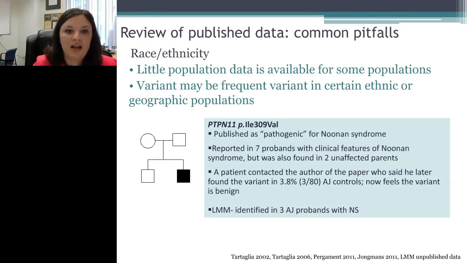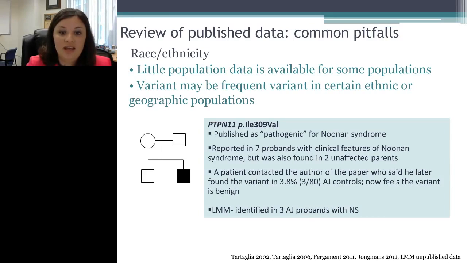So in terms of reviewing published data, the first common pitfall I want to talk about is race and ethnicity. Unfortunately, as I alluded to before when looking at population frequency, there is little data available for some populations. A variant that comes out of clinical sequencing may be a frequent variant in certain ethnic or geographic populations. I have an example here of a variant in the PTPN11 gene. This gene is associated with Noonan syndrome and other associated disorders.